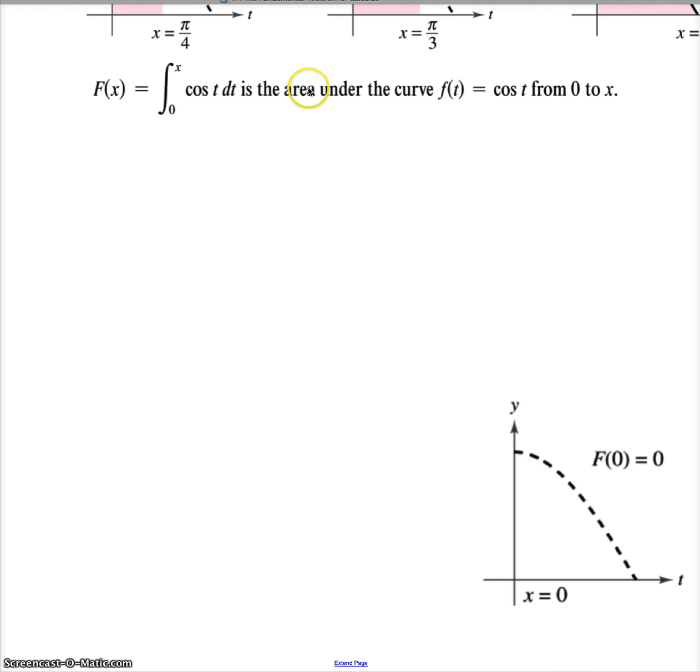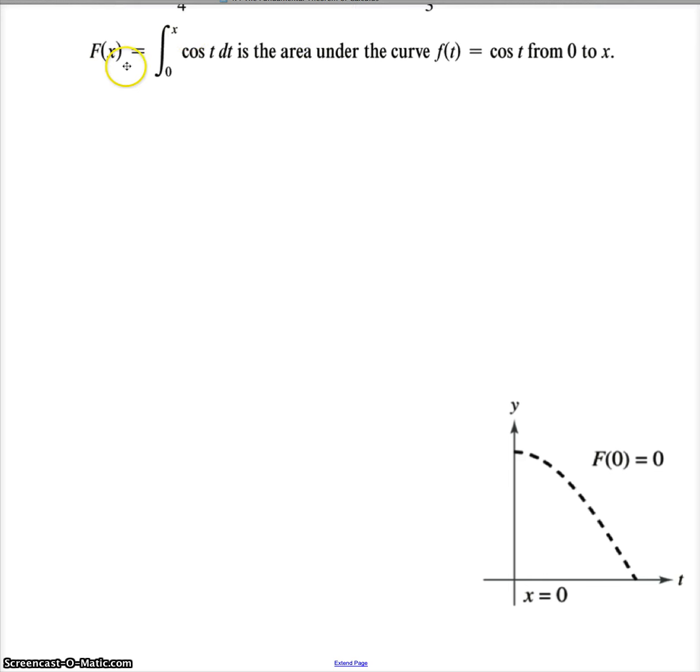Now let's look at this. Suppose F of x is the integral from 0 to x of cosine t dt. We're going to look at what happens to this as you increase what x is. Now clearly when x is 0, let me switch over here to my pen, F of 0 is the integral from 0 to 0 of cosine t dt. Well, that's just 0. This is a sketch of my cosine function.